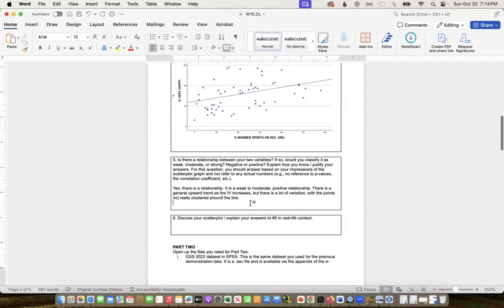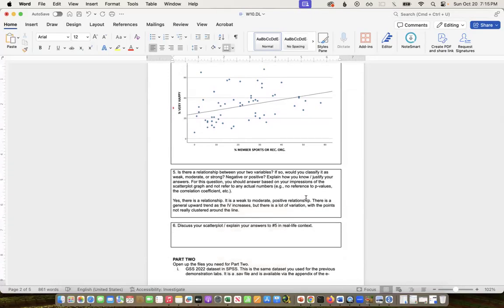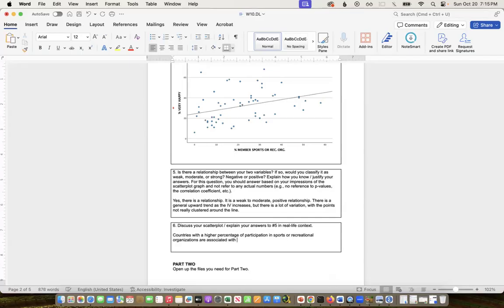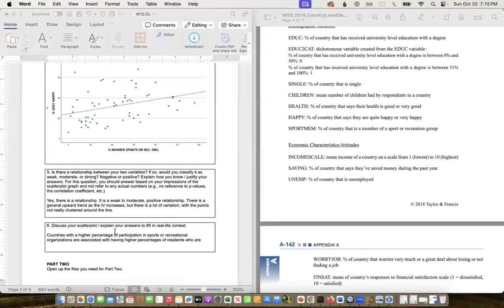Okay, number 6. Now I need to explain this in real life context. So what does it mean that it's a positive relationship? It means that in general, on average, right? So countries with a higher percentage of participation in sports or recreational organizations are associated with having higher percentages of residents who are, it says, quite or very happy.